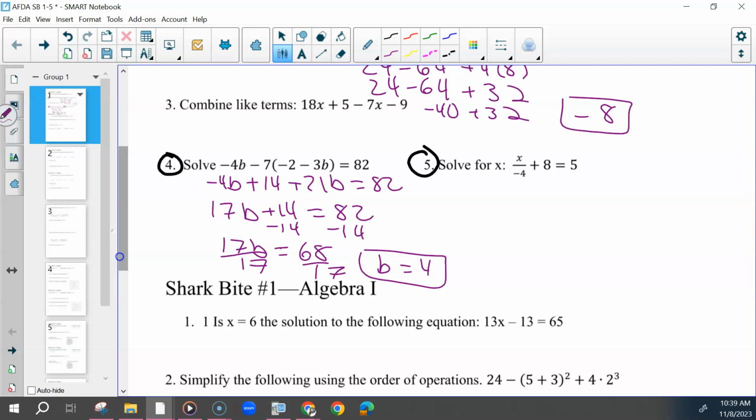And then 5 was also a solving one. We need to get rid of the 8, so subtract first. Get rid of the negative 4 by multiplying it on both sides. And this would be positive. Questions on either of those?